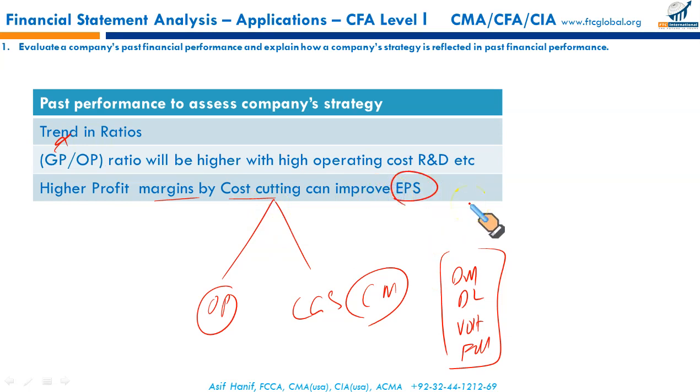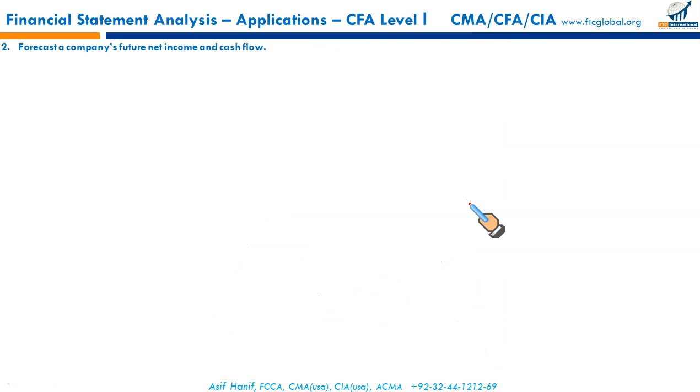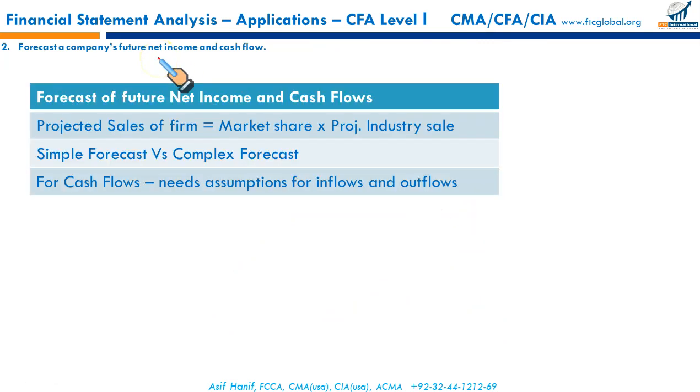So by studying the ratios, this cost structure over the period, we can assess what the company is intending to achieve through its changing strategy. Next says, forecast company's future net income and cash flow. Forecast of future net income and cash flows, the basis in constructing the pro forma financial statement. Those who have done CMA, they know, if you need to build up your pro forma financial statements, the starting point is sales. It all starts with sales.